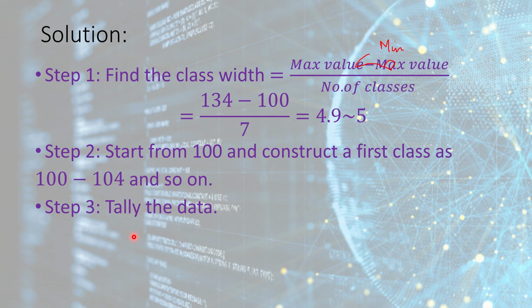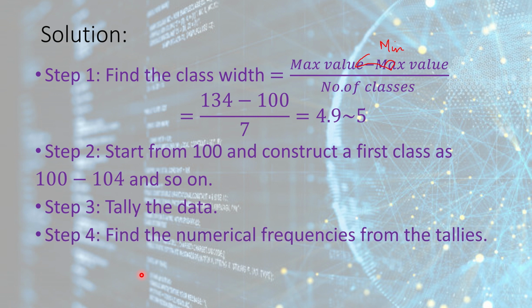Then you tally the data. You will be looking for those data points which lie between 100 and 104. The procedure is similar to what I explained in the previous example. You could go along the rows, you could go along the columns and simply look, this number is lying in the first group or in the second group. So you will first put all the groups in it, and then you will go for the tallies, and then you would move toward the frequencies. And then you would find the numerical frequency as well from the tallies.